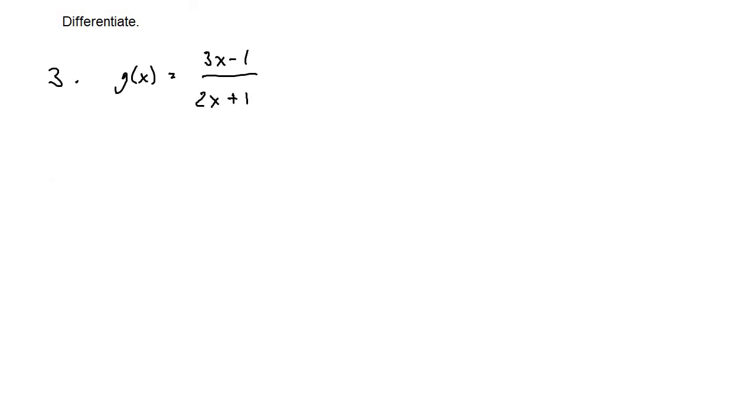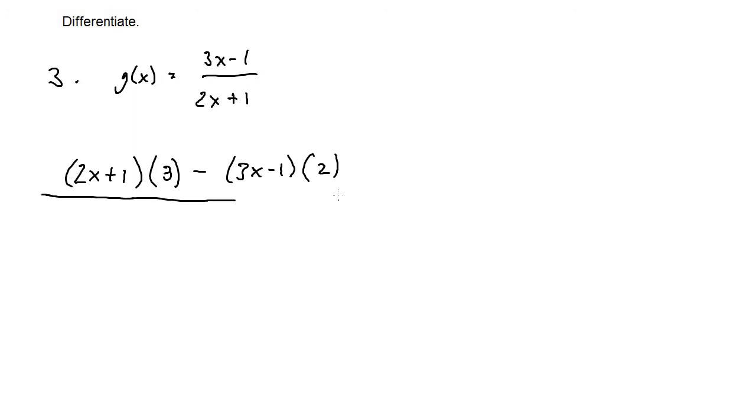So now for number three, we have g of x equals 3x minus 1 over 2x plus 1. Because we do have 3x minus 1 being divided by 2x plus 1, let's go ahead and use the quotient rule. So once again, for the quotient rule, we're going to take the lower function, so 2x plus 1, times the derivative of the higher function. Derivative of 3x minus 1 is just going to be 3, minus the higher function, so 3x minus 1, times the derivative of the lower function. Derivative of 2x plus 1 is 2, all over the lower function squared, so 2x plus 1 squared.